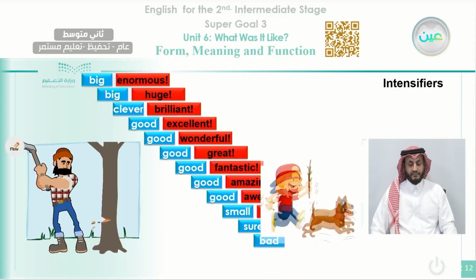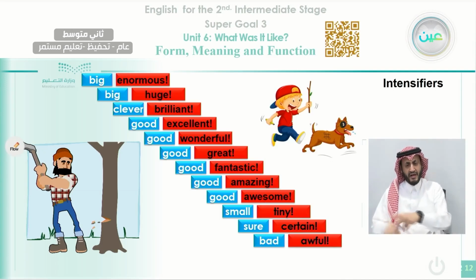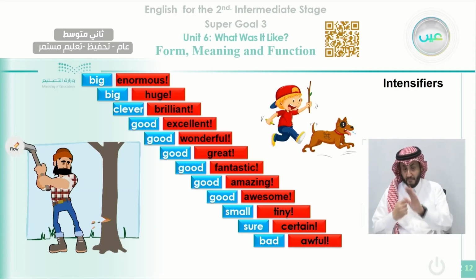But you can see here this child is hitting an animal. This is worse than cutting a tree, so we can say this is awful. So bad here is a weak adjective, but awful here is a strong adjective. We can say very bad to describe what the man is doing here, but in the other one we can say awful, but we cannot say very awful.